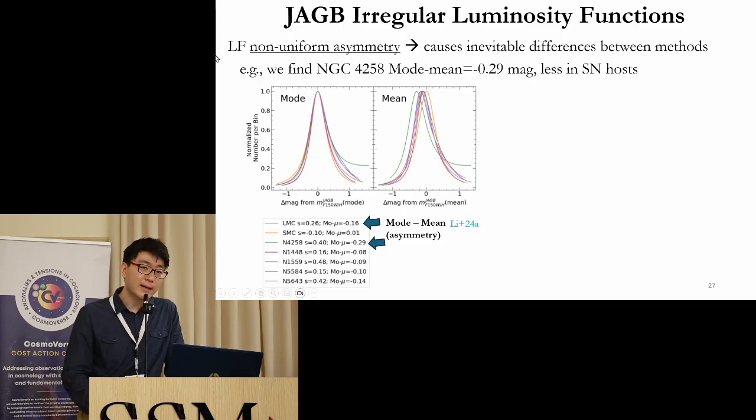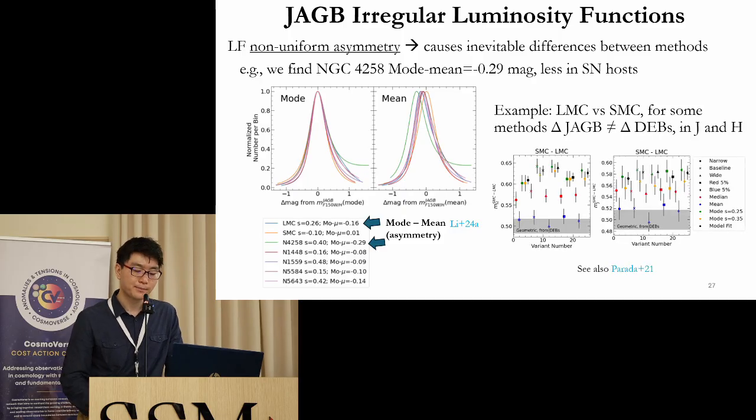For instance, in NGC 4258, we found that the difference between the mode and the mean JGB was almost 3/10 of a magnitude, and we also saw non-zero differences in our type 1a supernovae hosts, although to a lesser extent. We also sought to see if this persisted in the ground-based data for the Large Magellanic Cloud and the Small Magellanic Cloud.